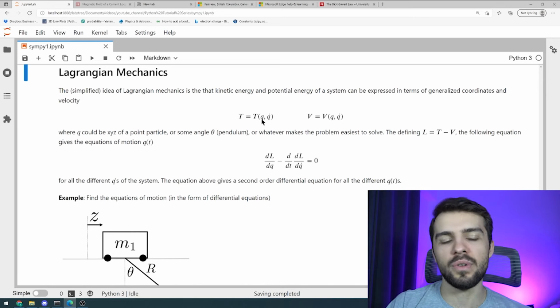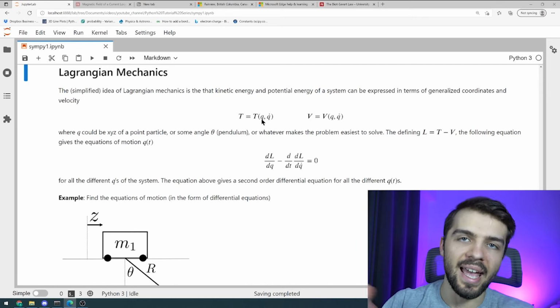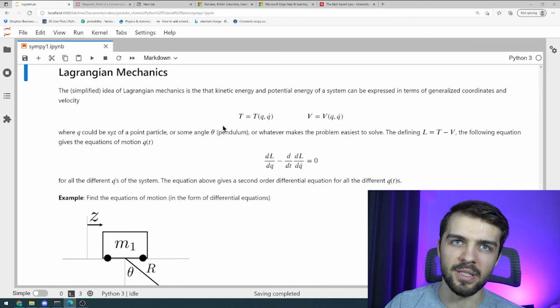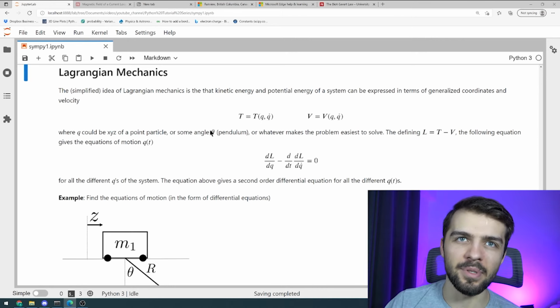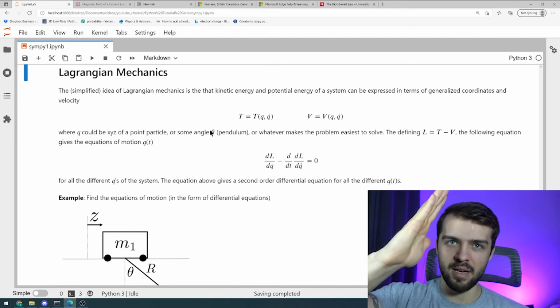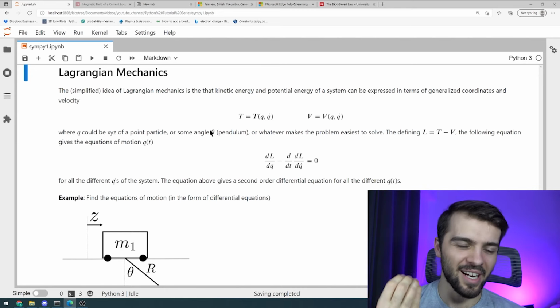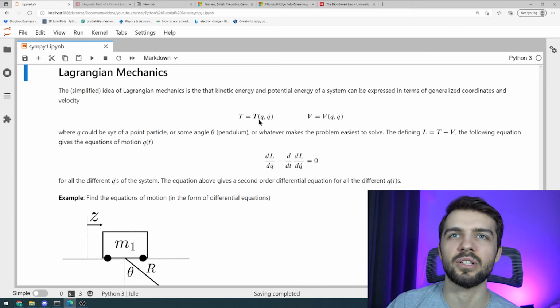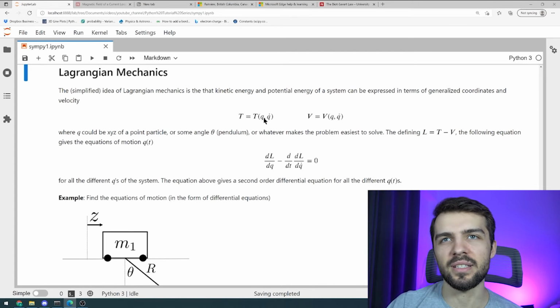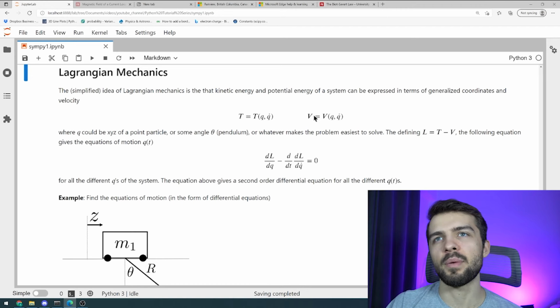And so q is written like this because it can really be anything, as long as it encapsulates information of the position. Theta encapsulates the position of the pendulum, but it's not an actual spatial thing. It's not like x, y, or z. So it's a coordinate, but it doesn't have units. Same thing with the potential energy.